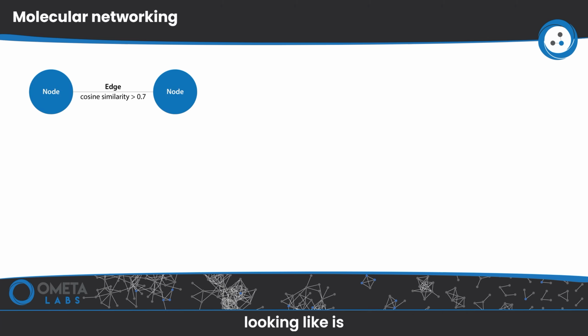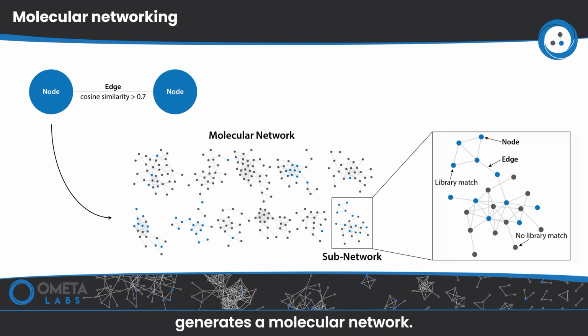What this ends up looking like is that each metabolite will be represented as a circle, or a node, and if two metabolites are similar enough, there will be an edge between those nodes. Applying this to an entire experiment generates a molecular network. Molecular networks organize into subnetworks, which typically correspond to specific molecular families. Within subnetworks, you'll have compounds that have or don't have library matches, but for those metabolites that don't have library matches, you now have a whole list of compounds that are structurally related to your unknown metabolite of interest.